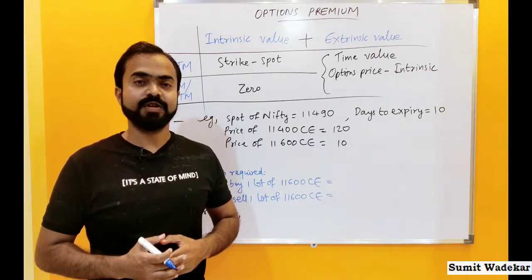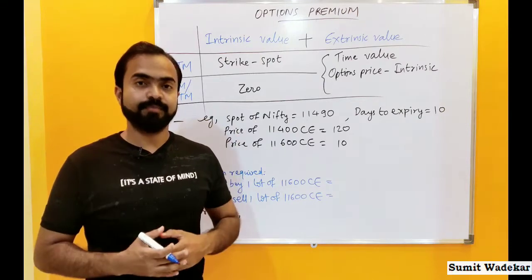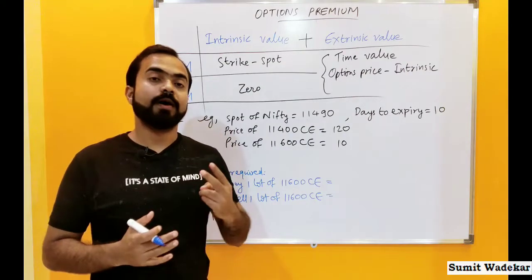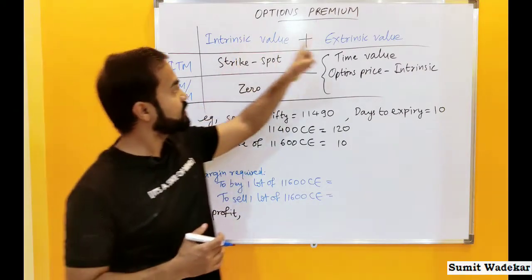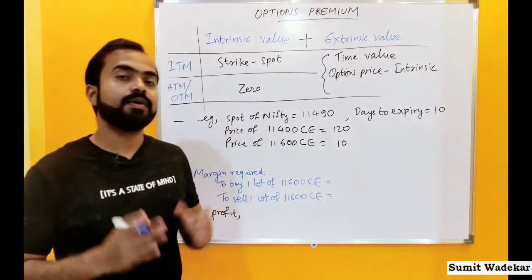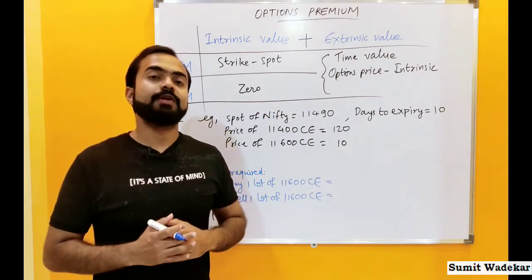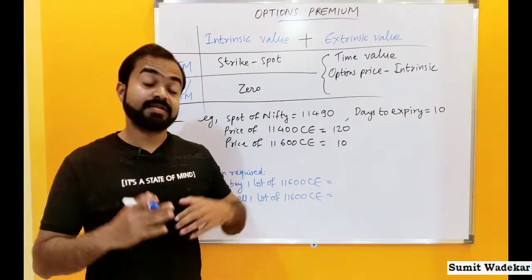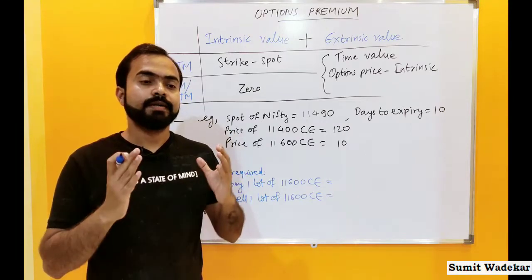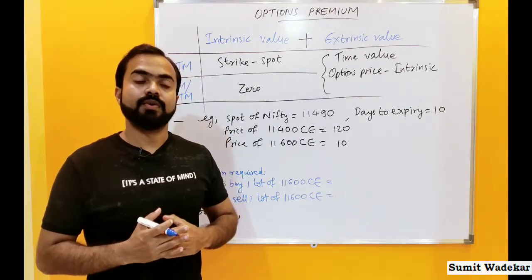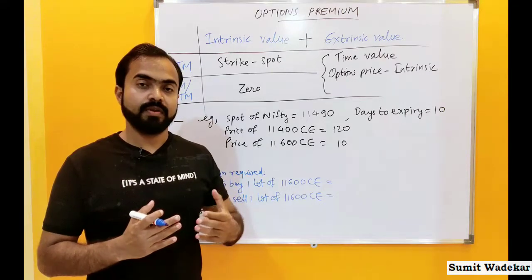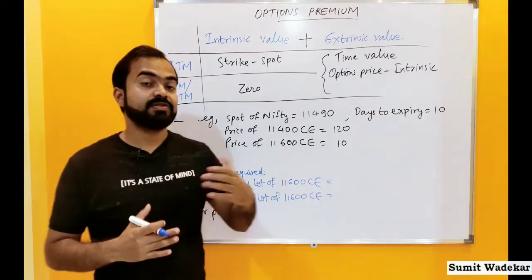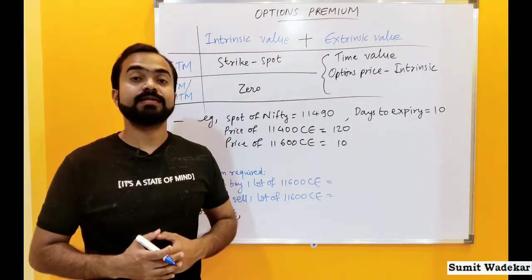Hello, in this video we will learn the options premium. This is also called option price. It consists of two parts, the intrinsic value and the extrinsic value. The intrinsic value is the minimum value which an option will have, and the extrinsic value is due to the time value or due to volatility and due to the movement which can happen. So extrinsic value is time value.